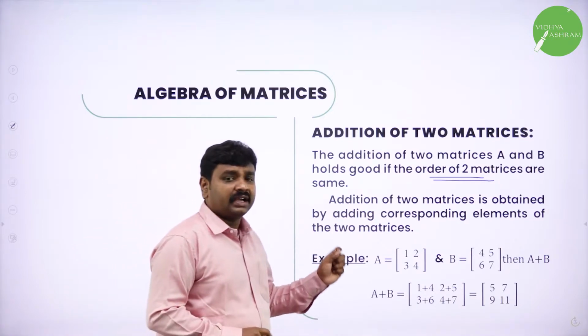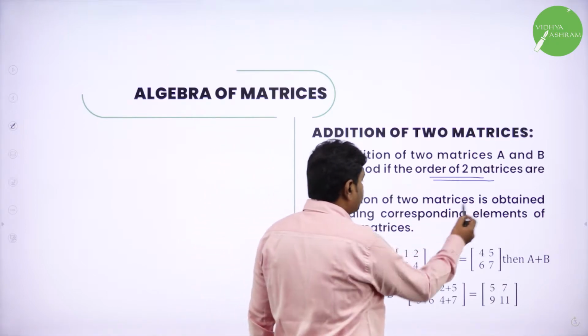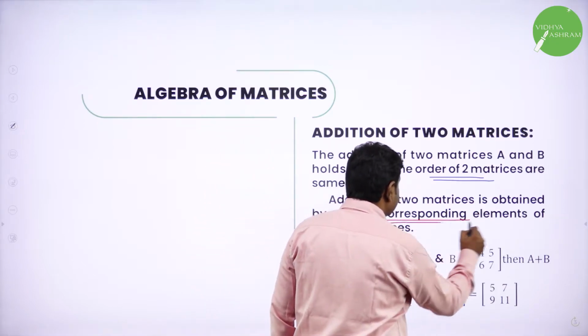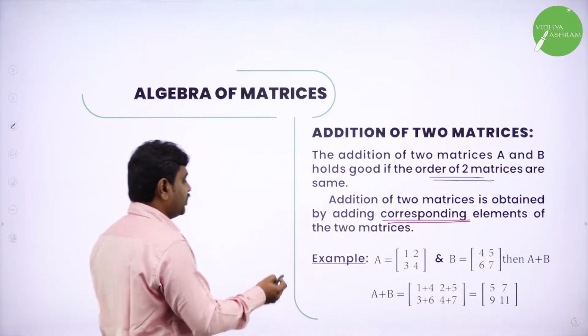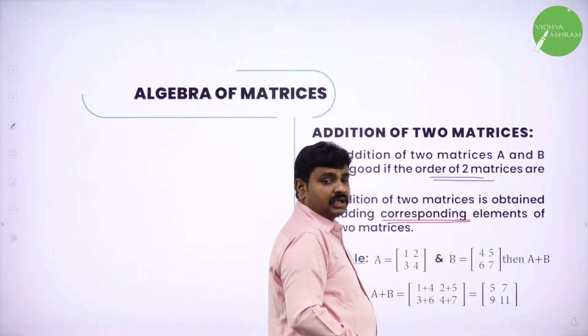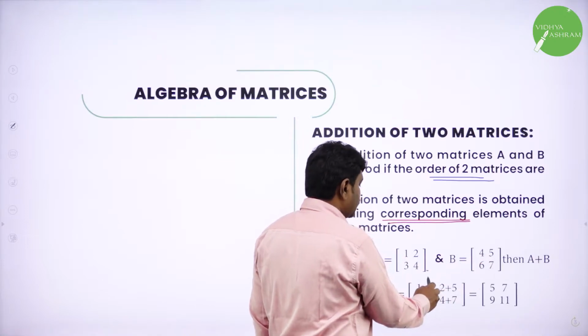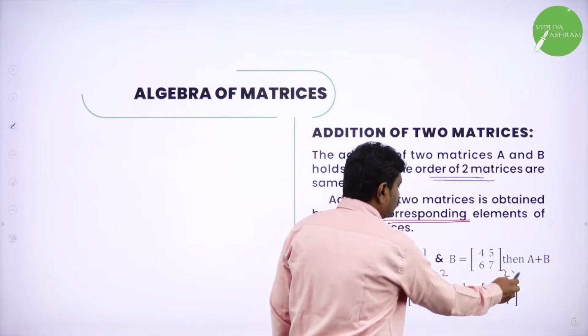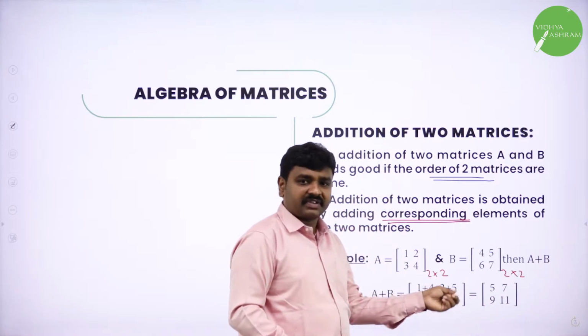Second thing, how to add? Addition of two matrices is obtained by adding corresponding elements. Add what? Corresponding elements. So here I have taken an example. Matrix A is 1, 2, 3, 4. Matrix B is 4, 5, 6, 7. What is the order? 2 cross 2. What is the order? 2 cross 2. The first condition is satisfied. Both have the same order.